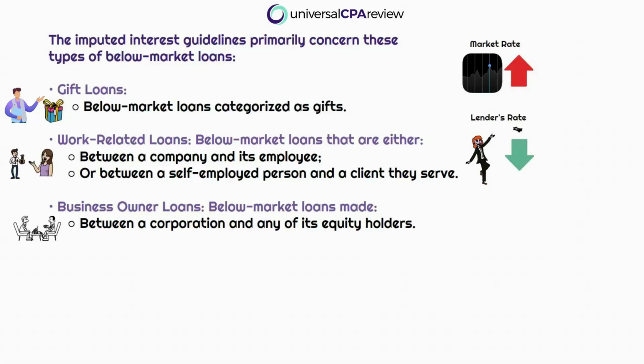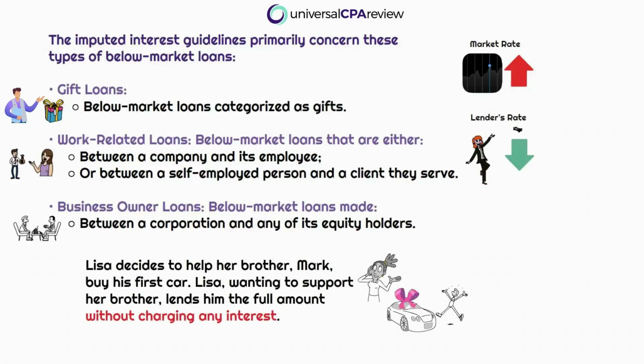Okay, so a gift loan is a type of loan where there's either no interest or the interest rate is below the market rate, typically given without the expectation of making a profit from the interest. All right, so this kind of loan is usually between family or close friends. So let's say that Lisa decides to help her brother Mark buy his first car. Mark finds a great deal on a car for $5,000, but doesn't have the money right away. So Lisa, wanting to support her brother, lends him the full amount without charging any interest, with the agreement that he'll pay her back in a year.